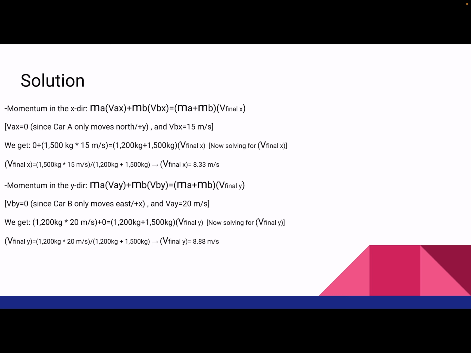We apply the same logic for the y direction, which leaves us with the velocity of car B in the y direction being 0 since it only moves in the east, or plus x, direction, and the velocity of car A in the y direction being 20 meters per second. Once we plug this into our formula for the y direction and solve for the final velocity in y, we get 8.88 meters per second.